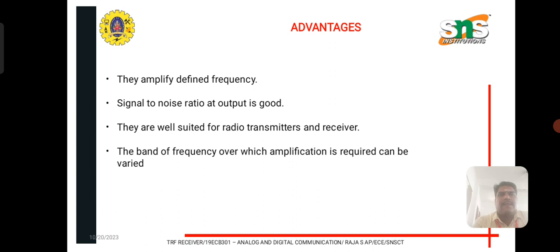The TRF receiver is mainly used to amplify a defined or particular frequency. The signal to noise ratio at the output side is very good. They are well suited for radio transmitters and receivers. The band of frequency over which amplification is required can be varied.